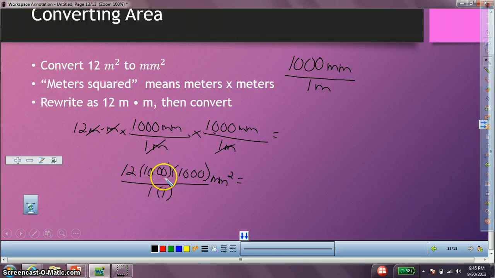When we multiply by 1,000, we move the decimal point 3 places to the right. When we multiply by 1,000 twice, we move the decimal point 3 places to the right twice. We're going to take 12 and move our decimal point 6 places to the right, giving us 12 with 6 zeros on the end. Or 12 million. So 12 meters squared is 12 million millimeters squared.